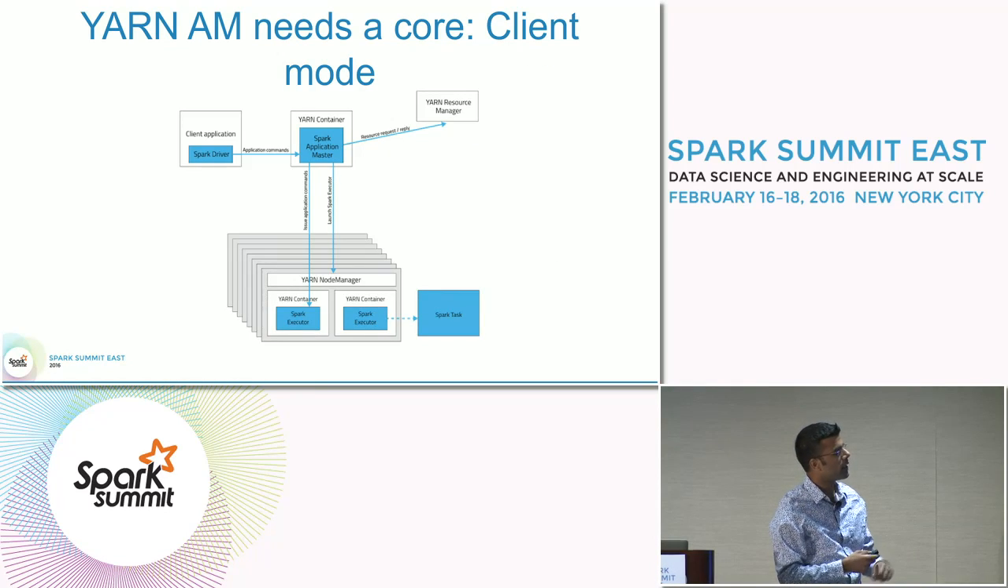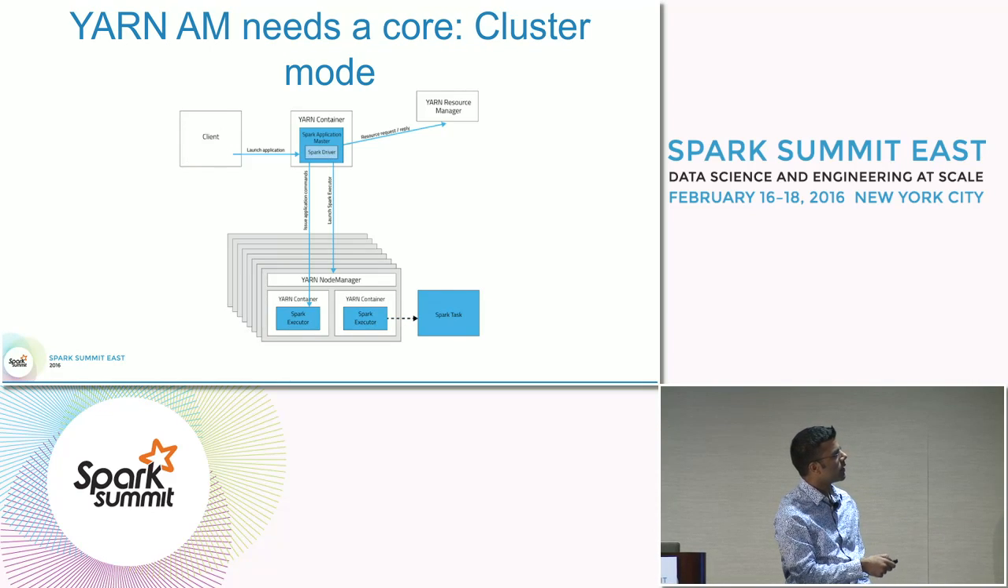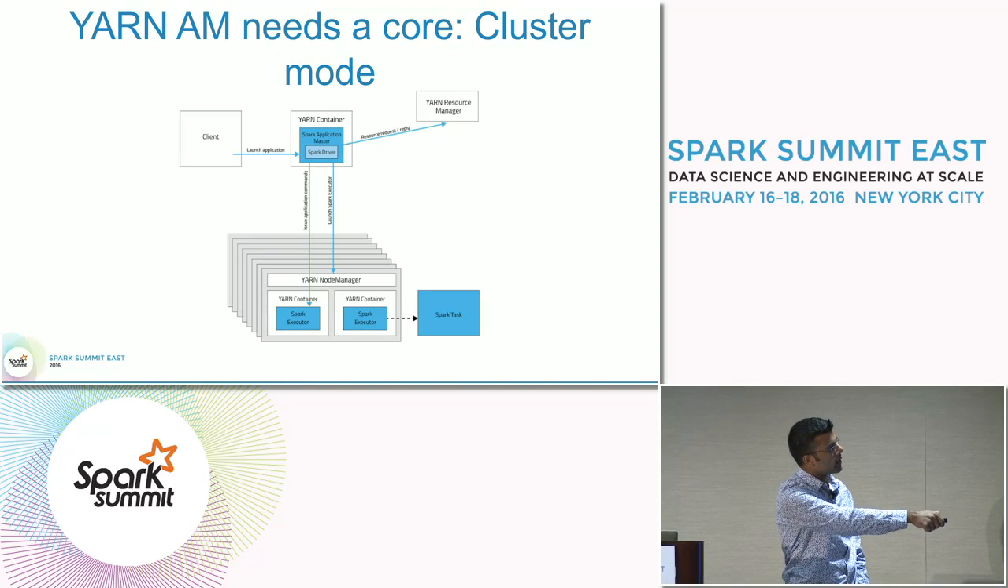Other thing we have to keep in mind is Yarn application master also needs 1 core. So Yarn applications for Spark can run in 2 different modes. The first one is client mode, which is what this diagram is showing. In the client mode, the Spark driver is running on the client app, which is the top left corner. And in the cluster mode, the Spark driver is running inside the application master, which is this top middle part.